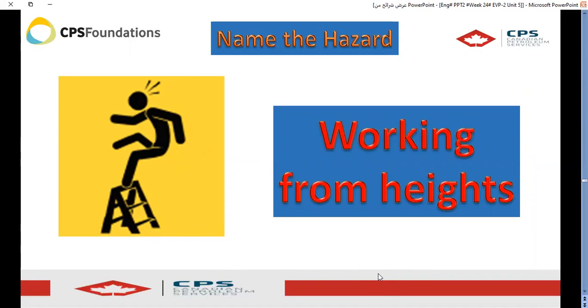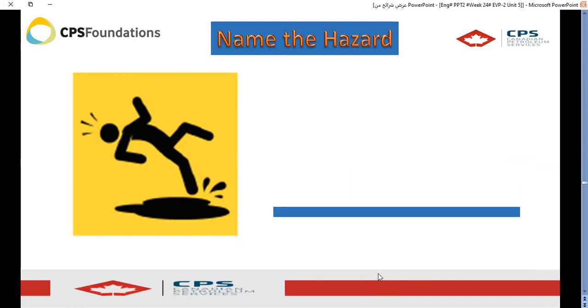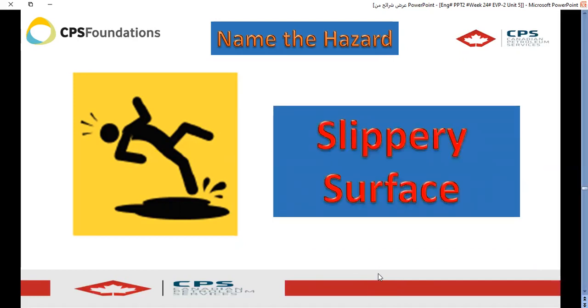So this is a high area or high place, and this is a hazardous state or circumstance. The next picture, it represents, okay, slippery surfaces. Thank you so much. Maybe because of liquid or wet floor, the surface becomes slippery.